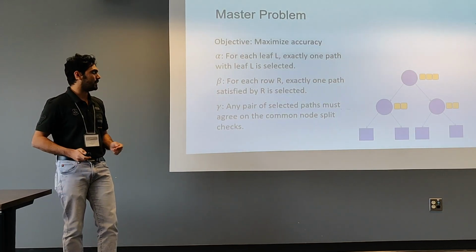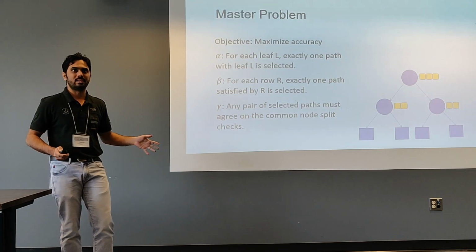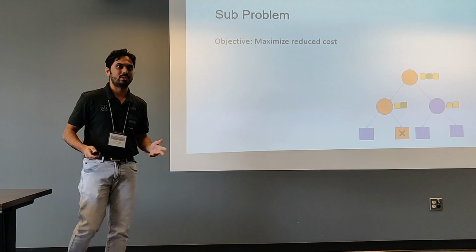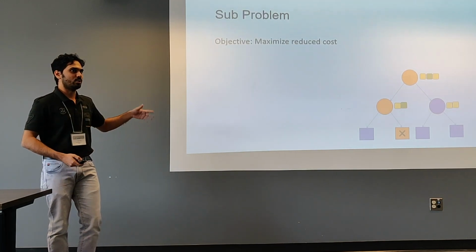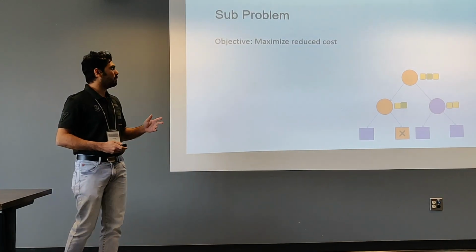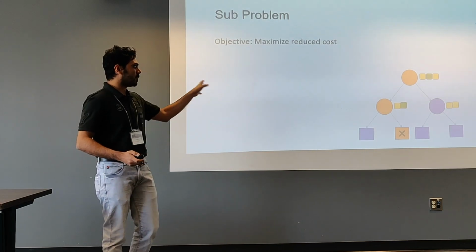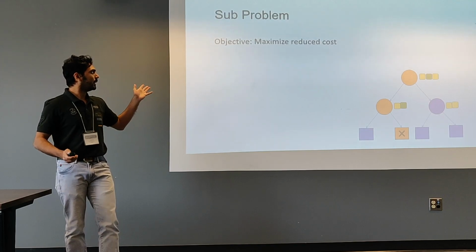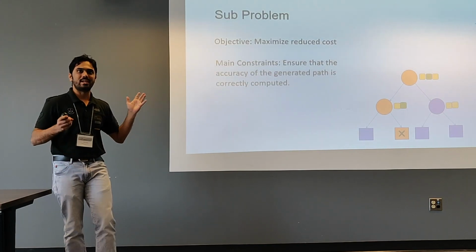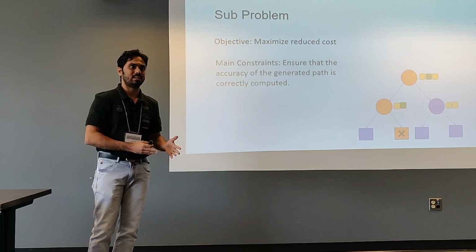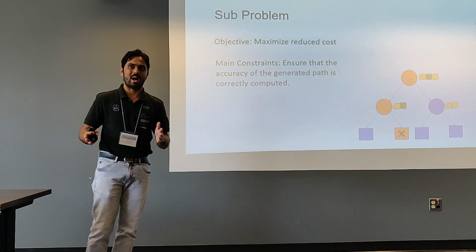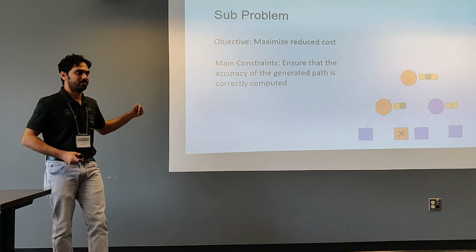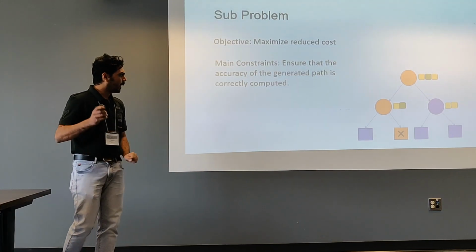The subproblem is kind of easy: you take the duals from this, compute the reduced cost expression, and just maximize that reduced cost. We are maximizing accuracy, so for reduced cost we want to maximize it. I'm not going to describe the constraints. The subproblem is that we are trying to generate those path variables. The constraints basically ensure that every time I generate a path, the accuracy of that path is correctly computed. That's all the constraints are about. You don't really need to know the details of the exact constraints.